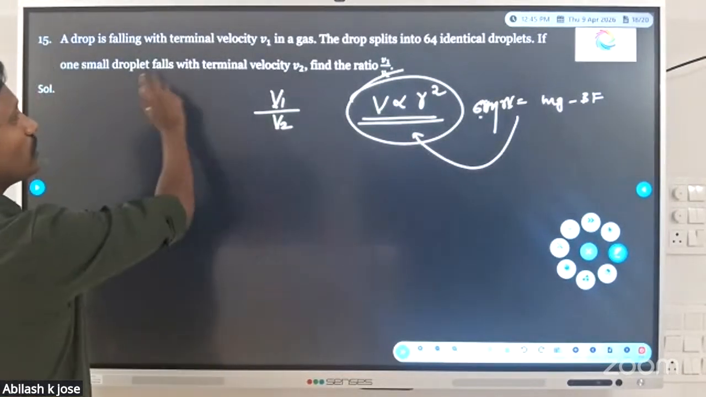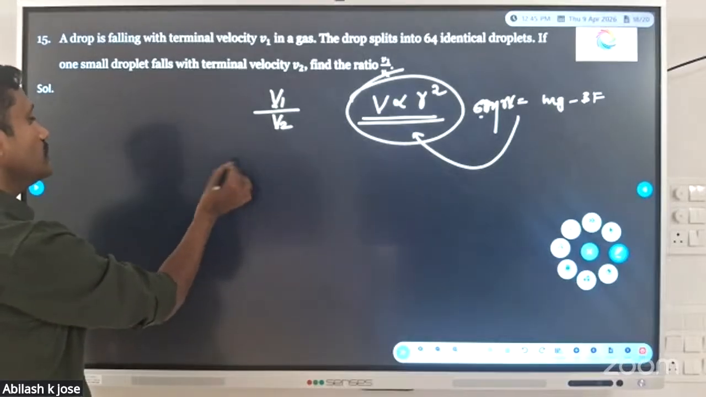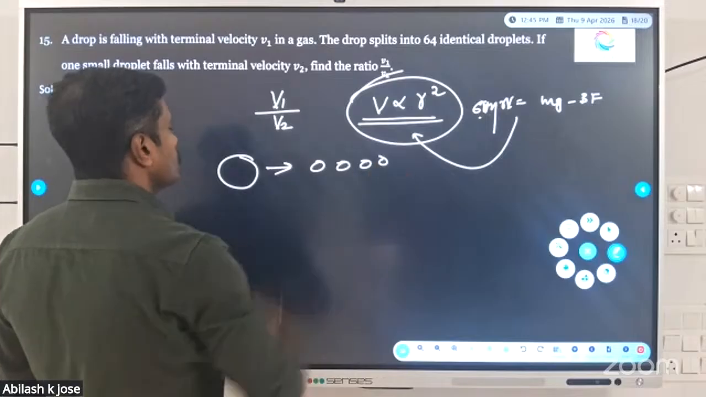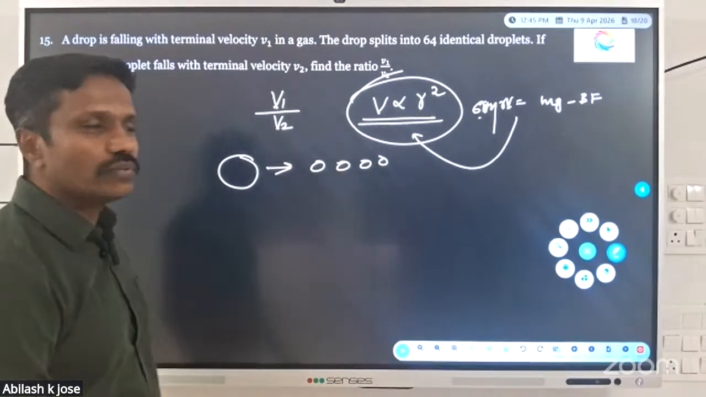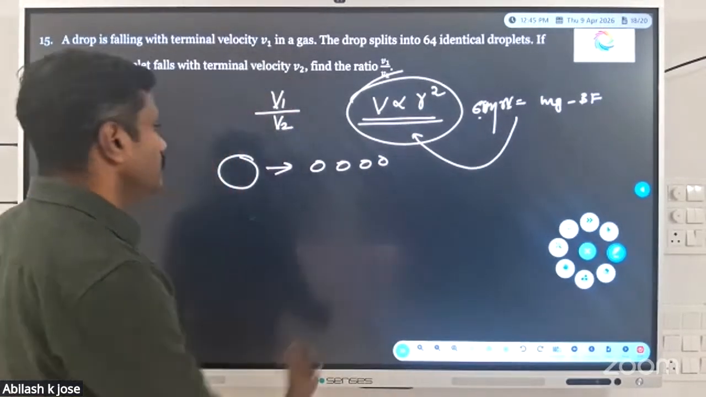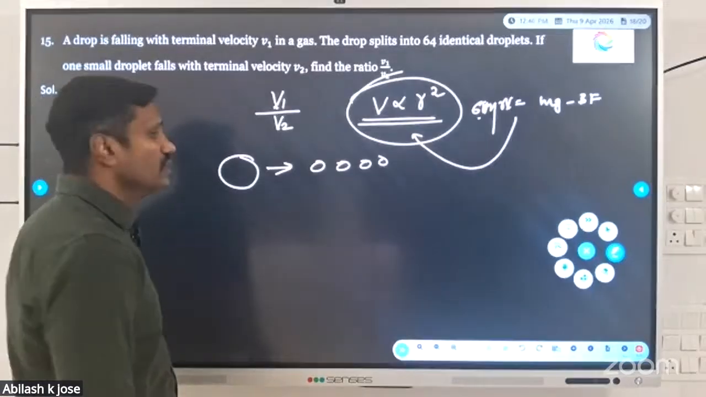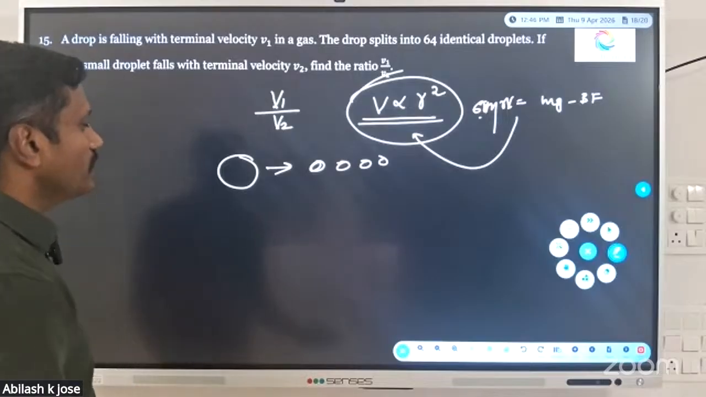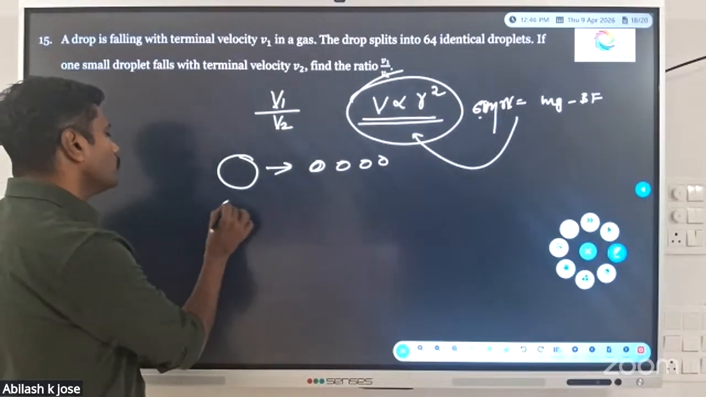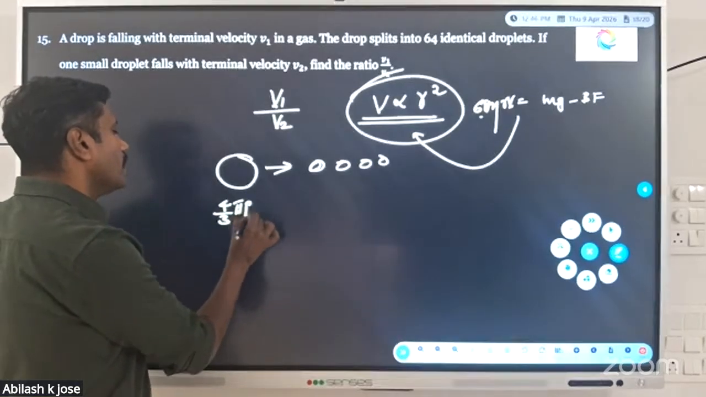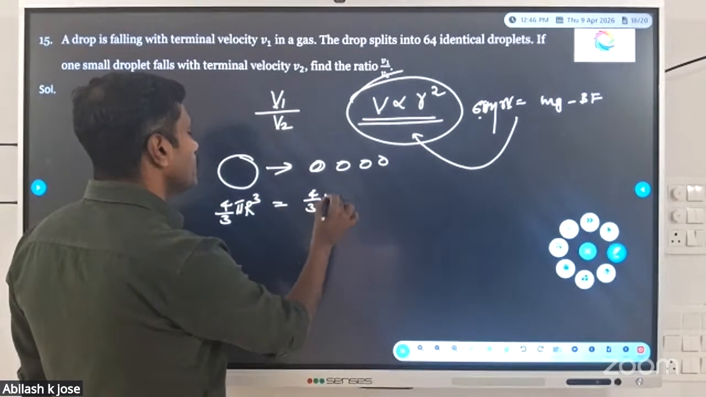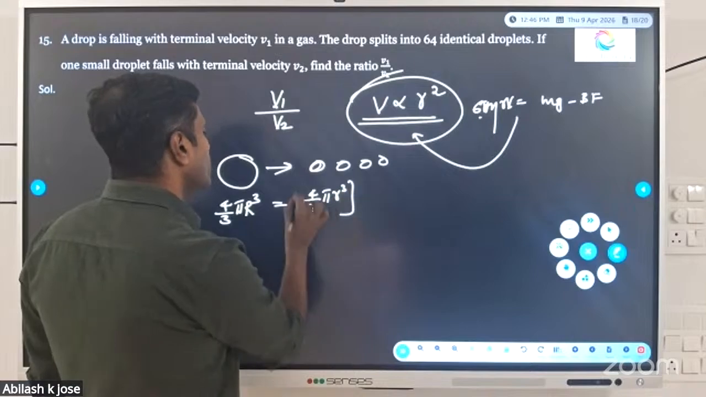What is given in the question is that the drop is divided into 64 equal parts. So the only thing is the calculation of the radius of the equal parts. As we know, we come across many situations in physics where we calculate the new radius of equal volume. So 4 by 3 pi R cubed, the volume of the bigger sphere, is equal to 4 by 3 pi small r cubed into 64.